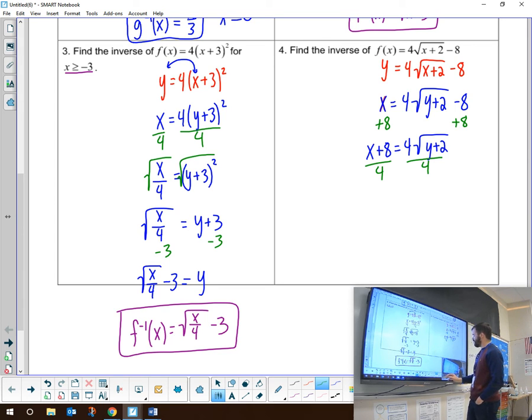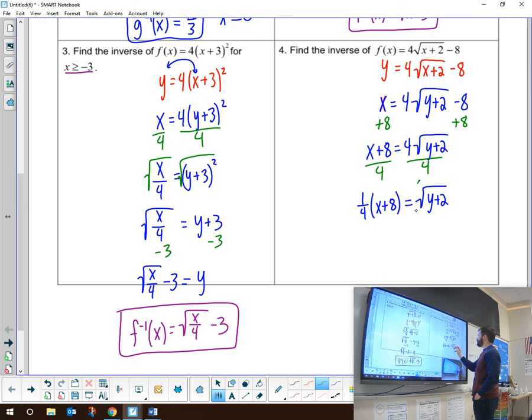So just leave it like that. But I'm going to write it just a slight bit different to make it easier. We're going to go 1/4 times x plus 8. Divided by 4, multiplied by 1/4, same thing. Equals the square root of y plus 2.